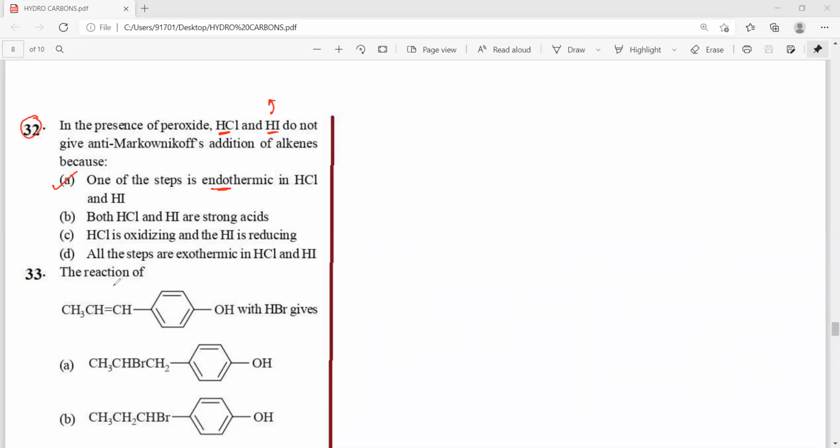And let's see question 33, dear students. In the reaction, we have to add HBr. Now what is the major product? This reaction is an electrophilic addition reaction only, because peroxides are not present. What is the product?